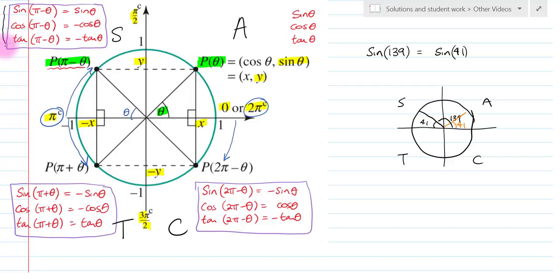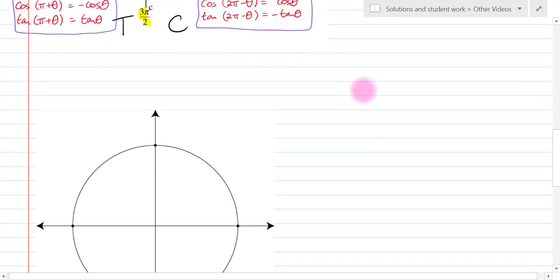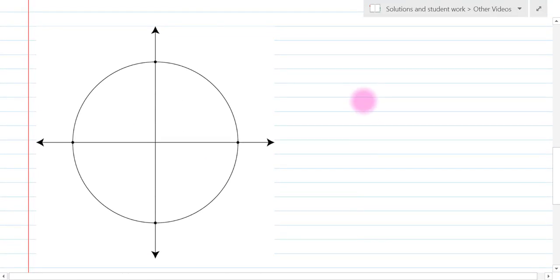So there we have it, CAST diagram and all our relationships. I'm going to do one quick example. I've got a unit circle here and show you how this could work in this case. But just remember that it really doesn't become an overly helpful tool until we get to the point where we're solving equations in about a week's time. Once we're doing that, it's really super important that we can do these skills.